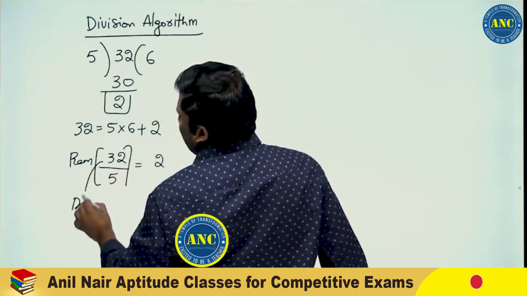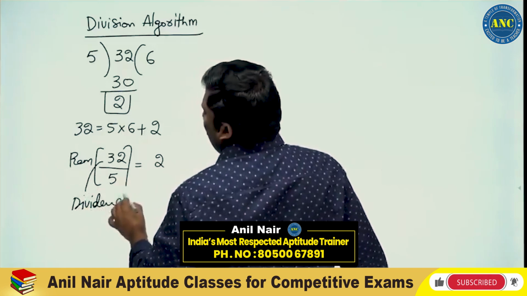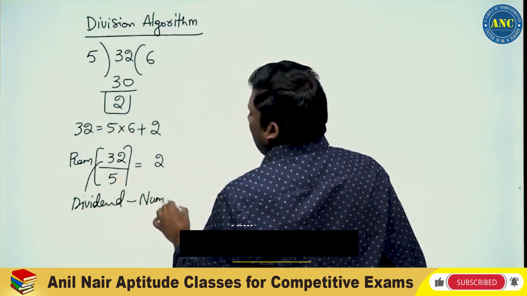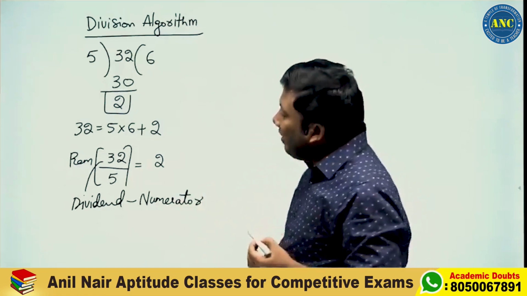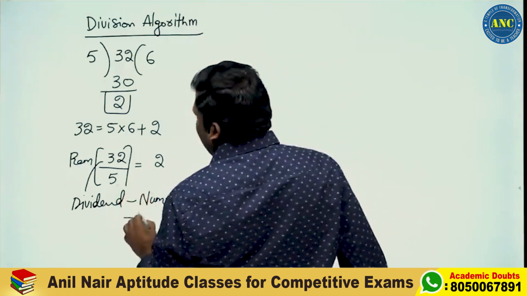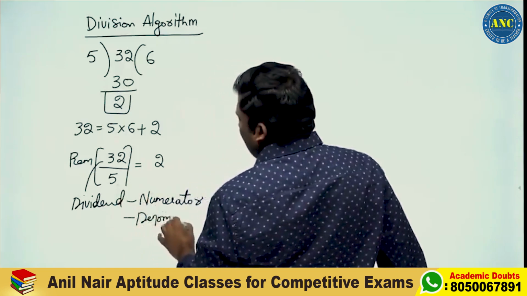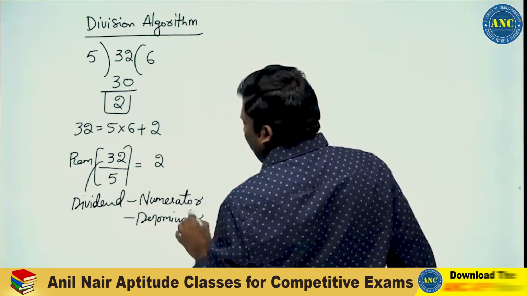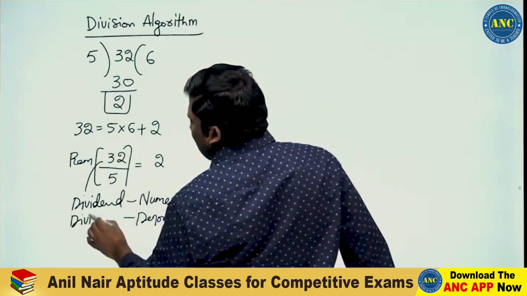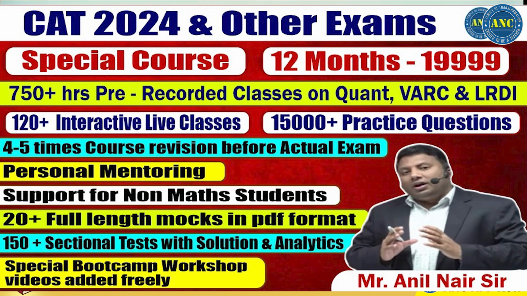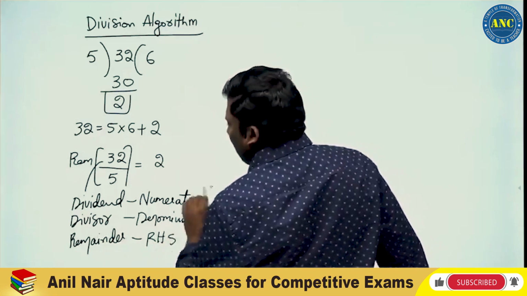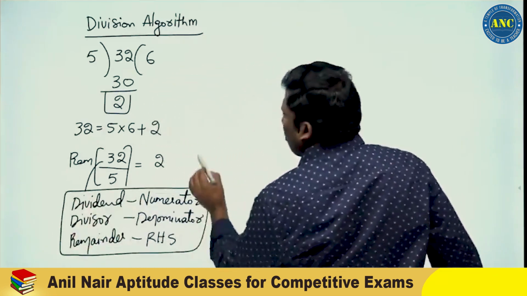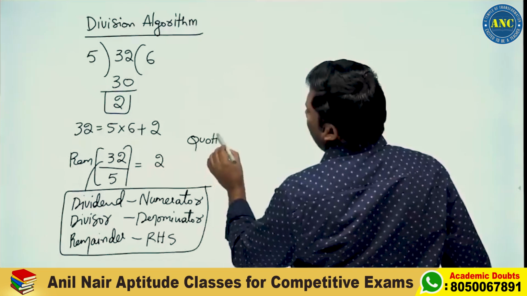32 is the dividend. So in remainder based problems, the numerator is the dividend. Dividend is divided by which number? 5. So the denominator is the divisor. And the RHS value, the right hand side, whatever value is there, that is called the remainder. Quotient is hidden. Please make a note of it.